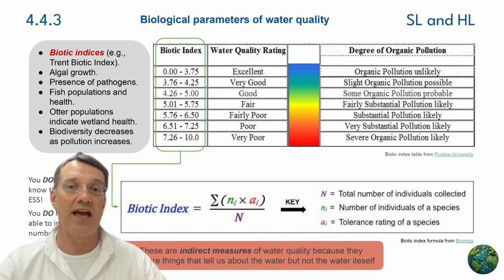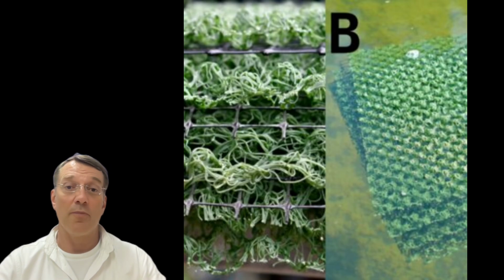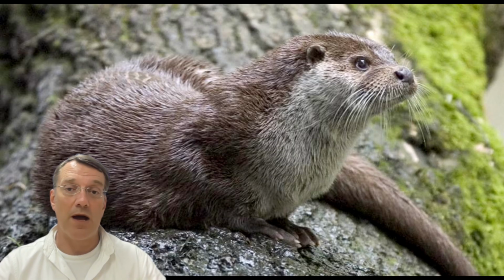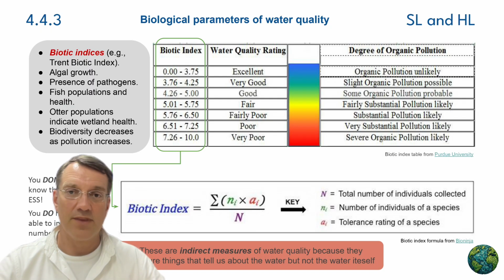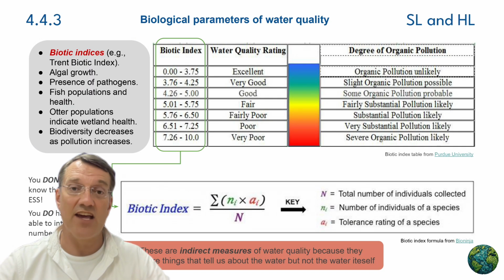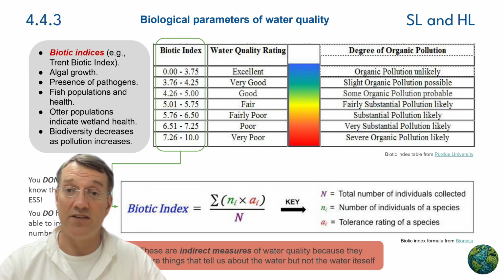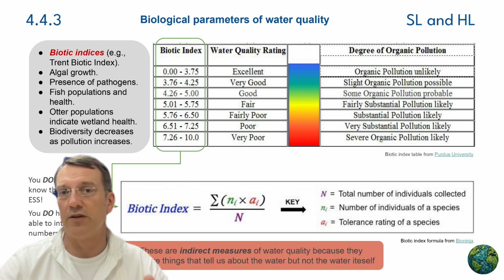Other biological indicators include algal growth patterns, the presence of pathogens, fish population sizes and health, and otter populations, which indicate overall wetland health. There's a clear pattern. Biodiversity decreases as pollution increases. Healthy ecosystems support many species, while polluted waters support only a few pollution-tolerant organisms.